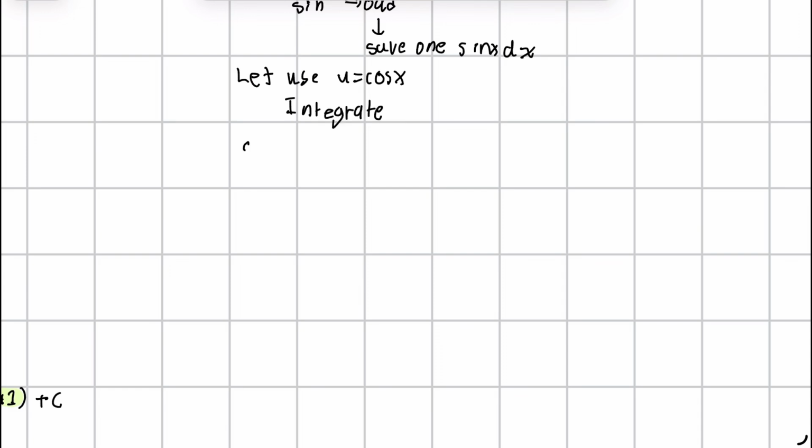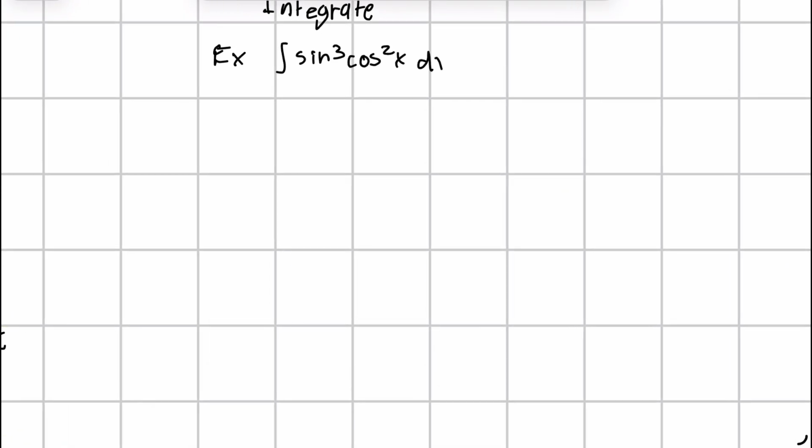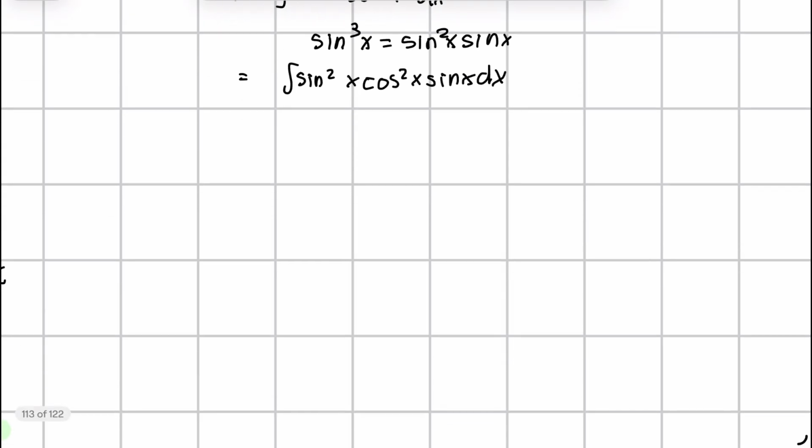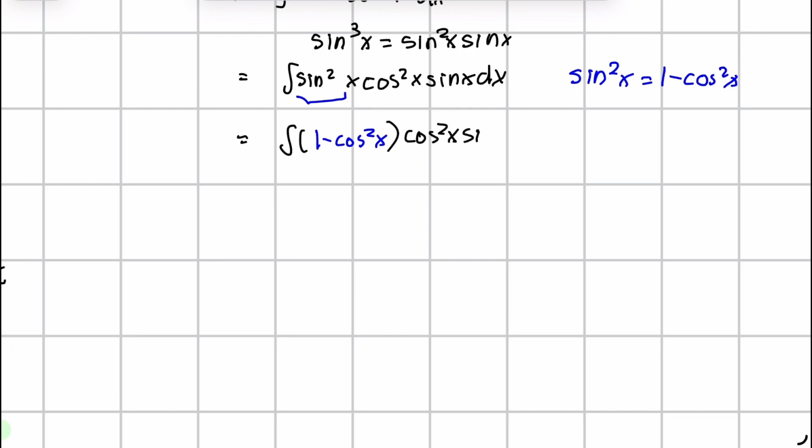So let's do an example of this. So we have the integral of sine to the power of 3 times cosine to the power of 2 times dx. So basically, we're going to have that our sine to the power of 3x is going to be equal to sine squared times sine x. So let's rewrite this all as sine squared x times cosine squared x times sine x dx. So we can see that we have a Pythagorean identity here. This is our Pythagorean identity, where sine squared x is equal to 1 minus cosine squared x. So then we have the integral of 1 minus cosine squared x, and multiply that by cosine squared x times sine of x times dx.